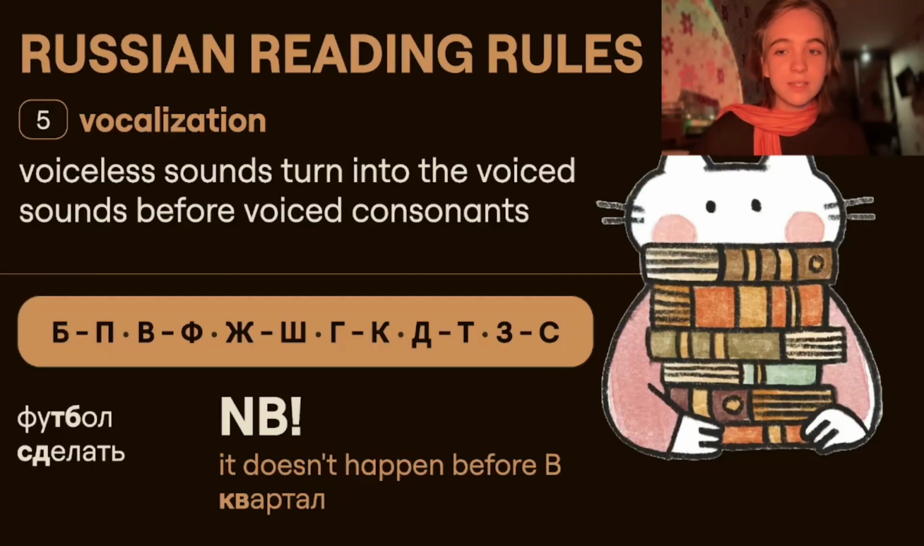So we write s, d, but d influences s, and we pronounce it as z, сделать. But of course, in any rule, we have an exception, and here it is. This rule doesn't work before the letter v. So we say квартал и квартира. It's hard to say otherwise. So it doesn't work before the letter v.